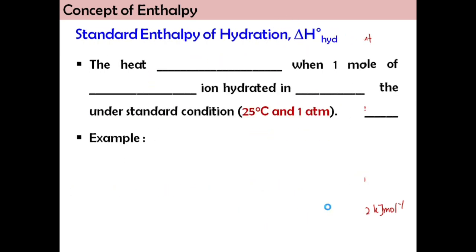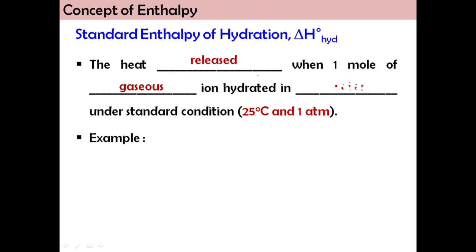We move to the next enthalpy, hydration. Okay, untuk hydration. Okay, apa pula ni? The heat release. Okay, heat release when 1 mole of gaseous ion is hydrated in water under standard condition, 25 degrees Celsius and 1 atm. Okay, this is the symbol. So contoh saya nak tulis untuk my gaseous ion, let's say I'm going to pick 1 ion for Na+. Okay, jadi dia adalah untuk ion and hydrated in water.